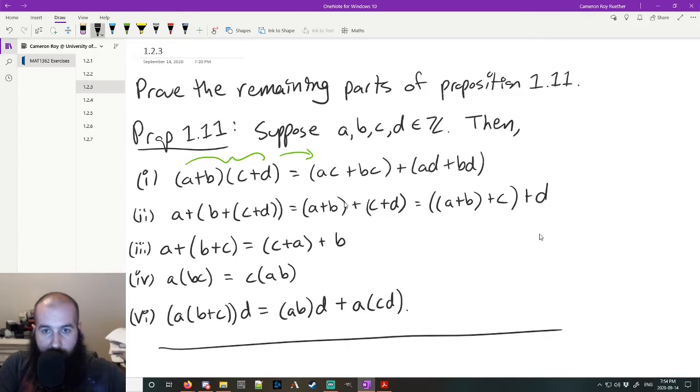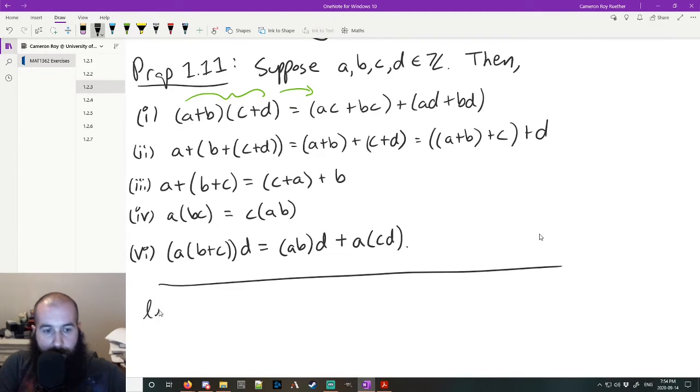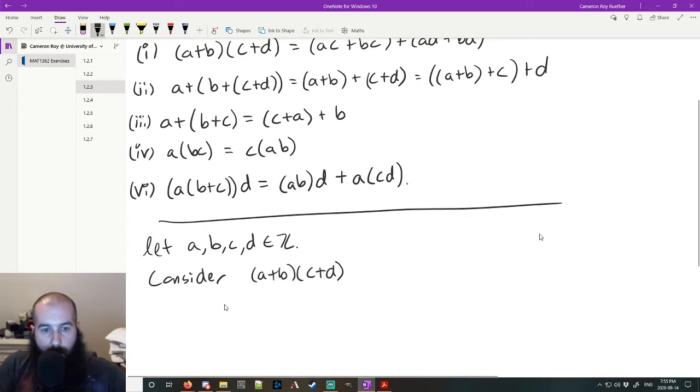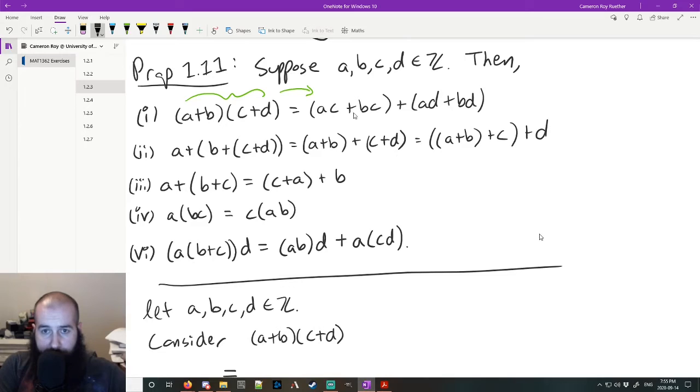First, we should let ourselves have some variables. So we're working with integers a, b, c, and d. So let's let these be integers. And let's consider the left-hand side of 1. (a + b)(c + d). We need to somehow start working it into this form.